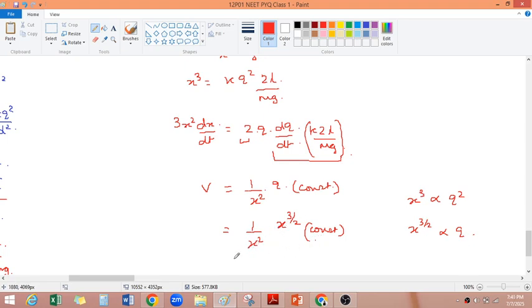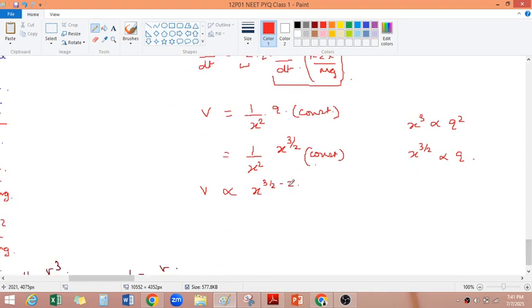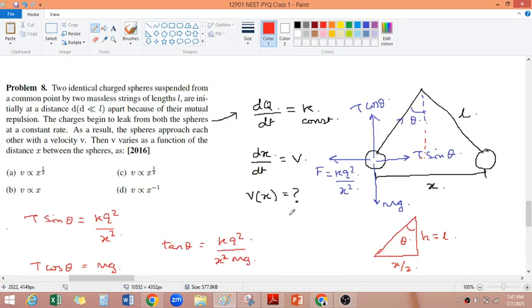So this is 3 by 2 minus 2, or you can say v is proportional to x power 3 by 2 minus 2. So it will become 4, so 3 minus 4, so minus 1 by 2. Let's see if I have that option. x power minus 1 by 2. I think something is wrong in one of the solutions. So maybe one of them should be minus, I think.